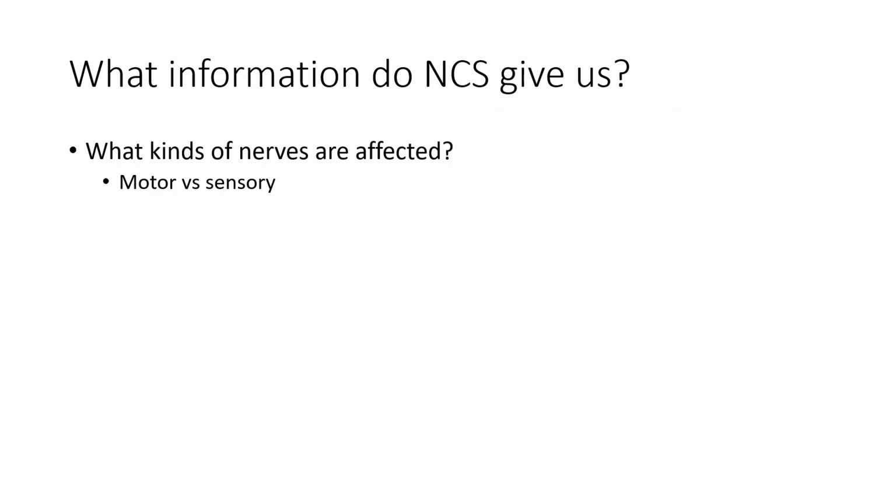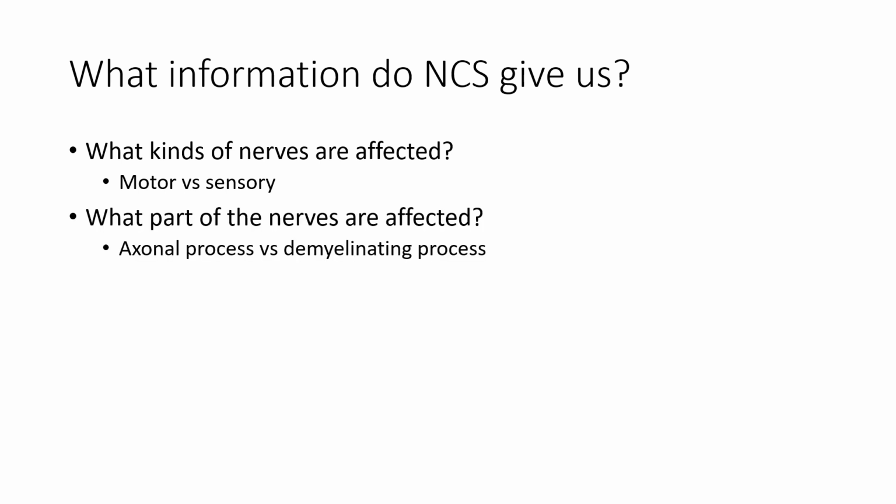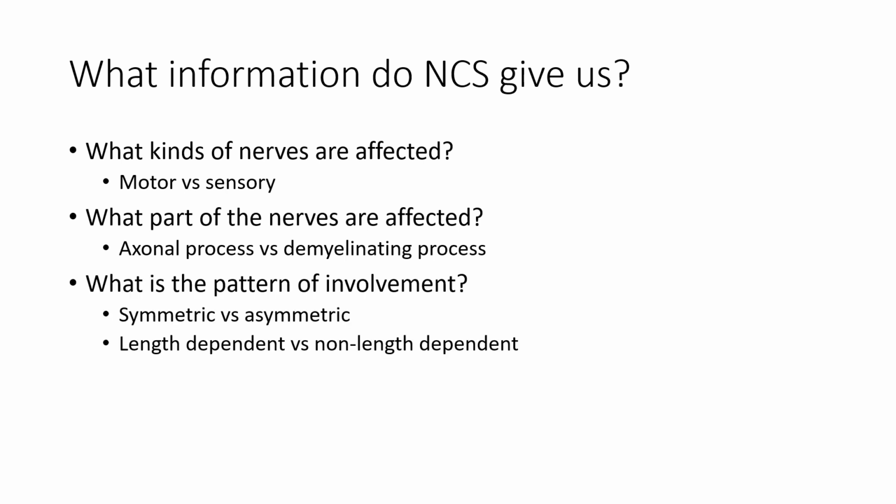The other information that nerve conduction studies give us is what kinds of nerves are affected. We can test both motor and sensory nerves. So we can see, is this primarily a motor neuropathy? Is it primarily a sensory neuropathy, or is it a mixed neuropathy? Again, it can tell us, are we looking at an axonal process or a demyelinating process, depending on whether the amplitude or the velocity of the impulse is affected.